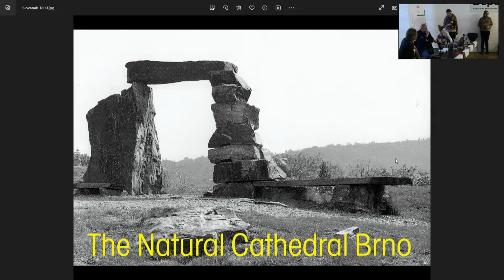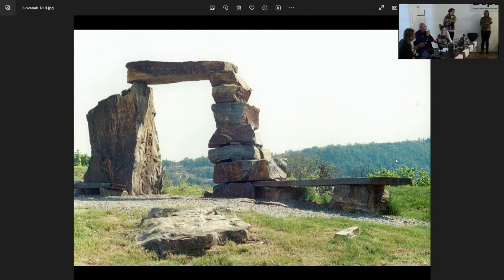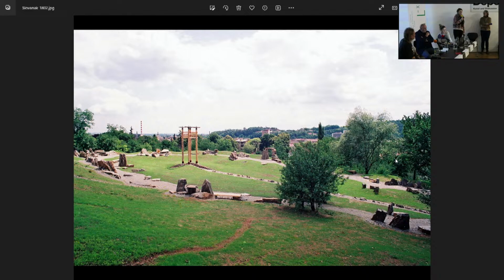This is the cathedral in Brno. I think it's a joint work. I think it's the sort of like their first huge project in Brno.